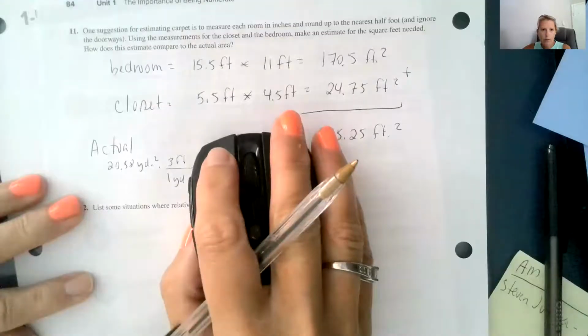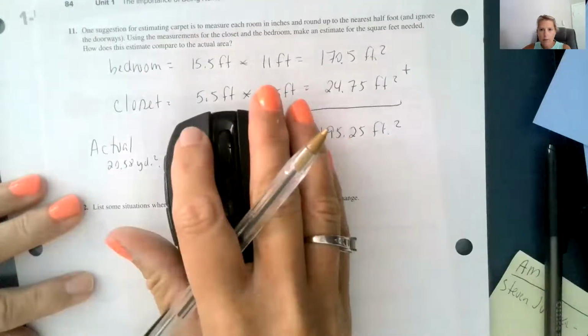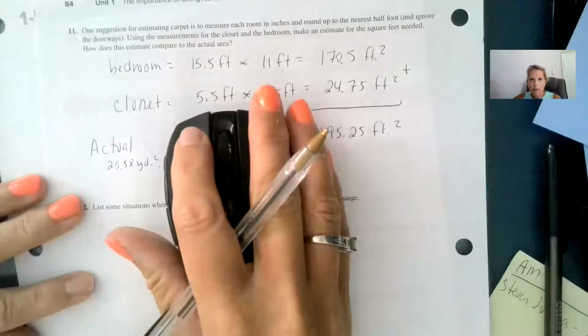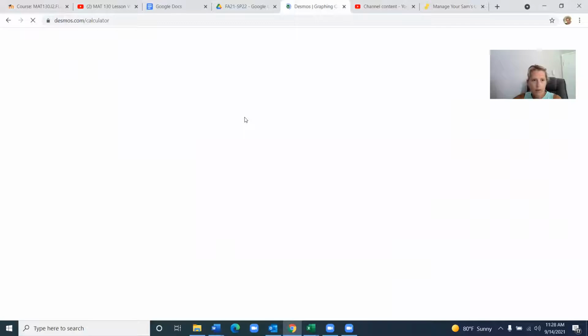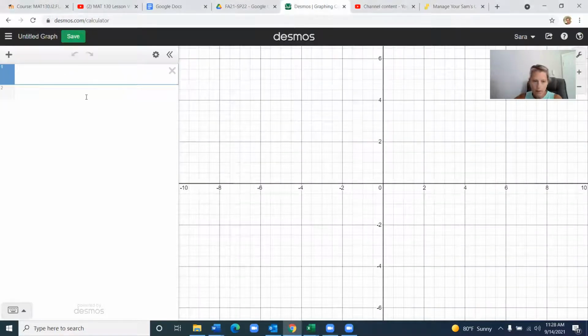I'm going to share and go to my Desmos screen for a moment. And so our Desmos calculator here, we have 20.58 times 3 times 3. So that should be 185.22. So that estimate is over as well, right?